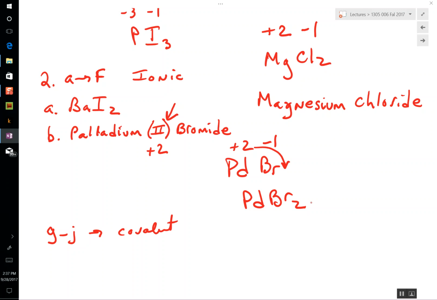Zinc arsenide. Nitride, phosphide, arsenide. That's a toughie because it goes zinc, can it have more than one charge? There's no Roman numeral there, and then zinc is almost always a +2. So let's skip over that one because you might not know enough to deal with that.